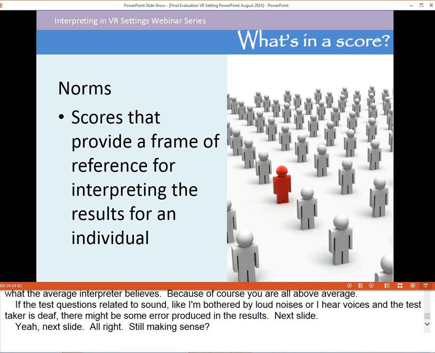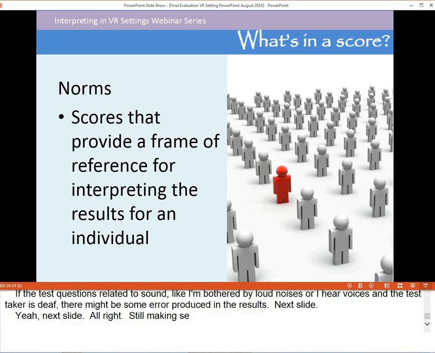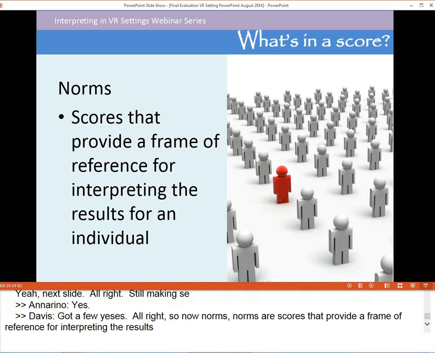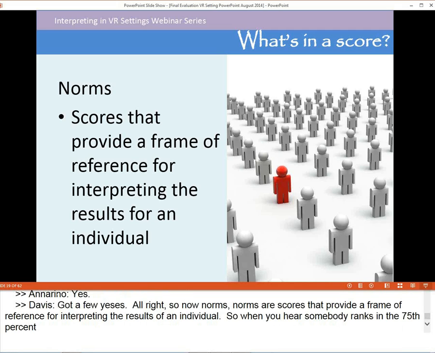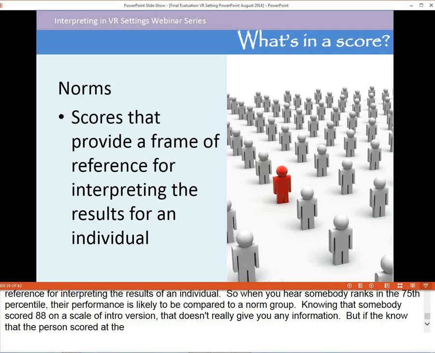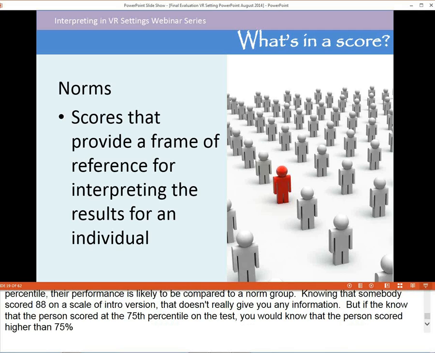All right, so now norms. Norms are scores that provide a frame of reference for interpreting the results of an individual. So when you hear somebody ranks in the 75th percentile, their performance is likely to be compared to a norm group. So knowing that somebody scored 88 on a scale of introversion doesn't really give you any information. But if you know that the person scored at the 75th percentile on a test, you would know that the person scored higher than 75% of the people taking that test.